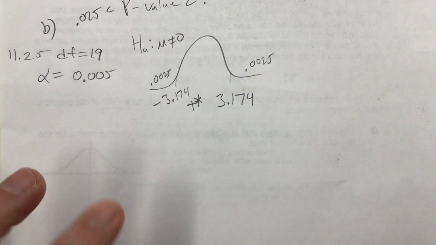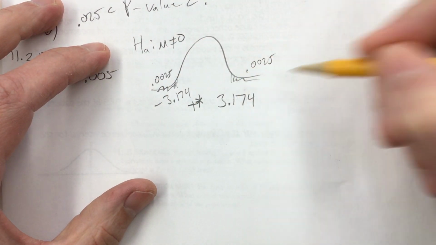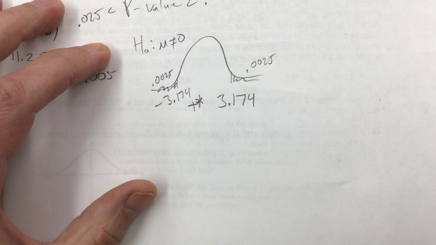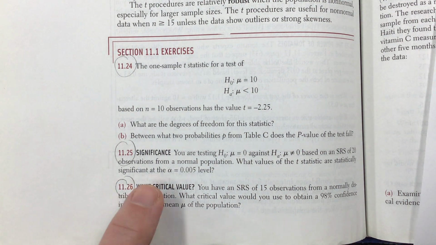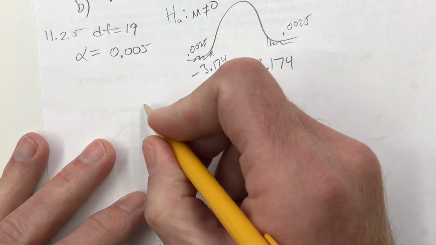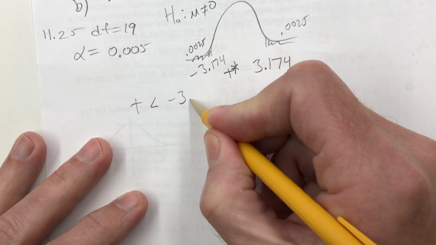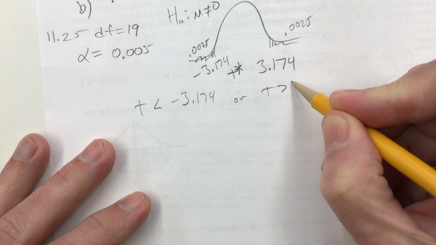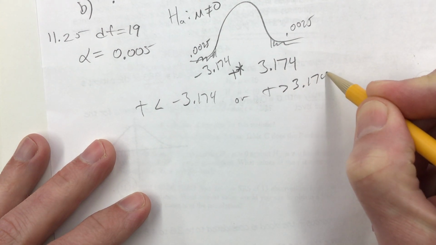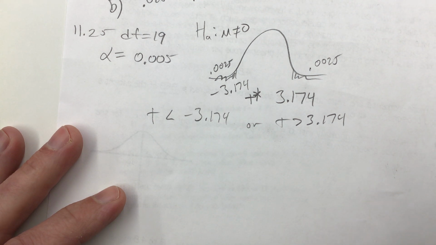Okay, so we'll be rejecting anytime we're in the tails, right? Is that what they asked? Rejecting? Yeah, statistically significant. So in other words, rejecting. So when T is less than negative 3.174, or when T is greater than positive 3.174, that's when I'd be rejecting or finding significance.